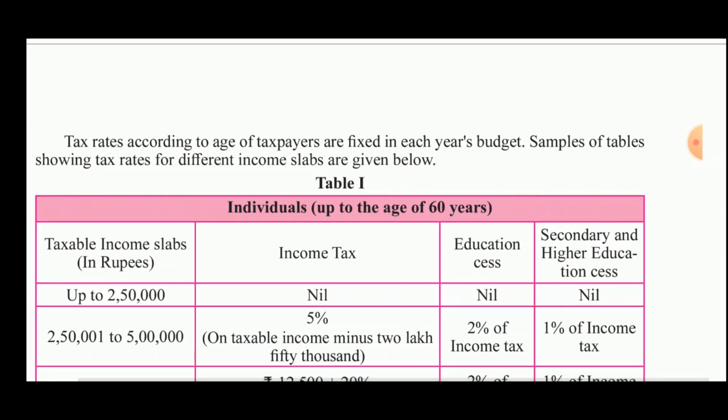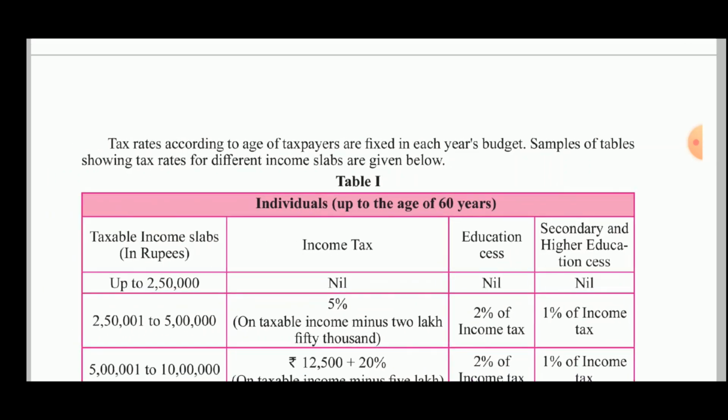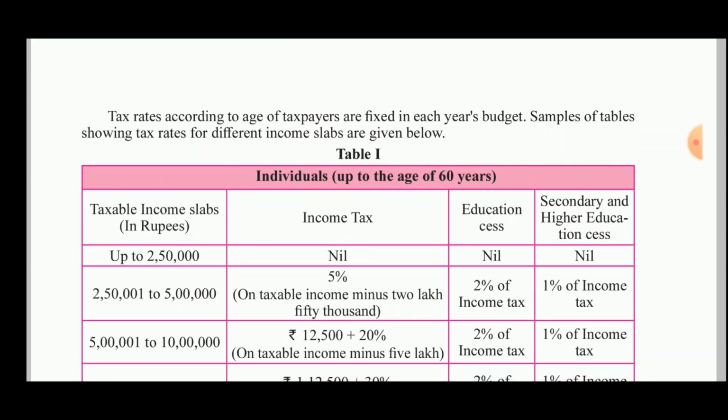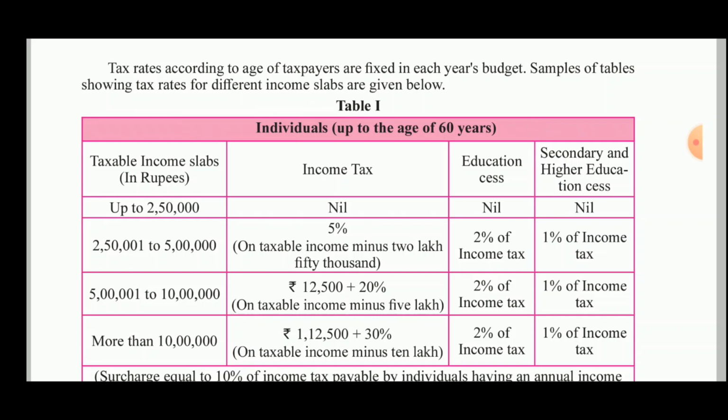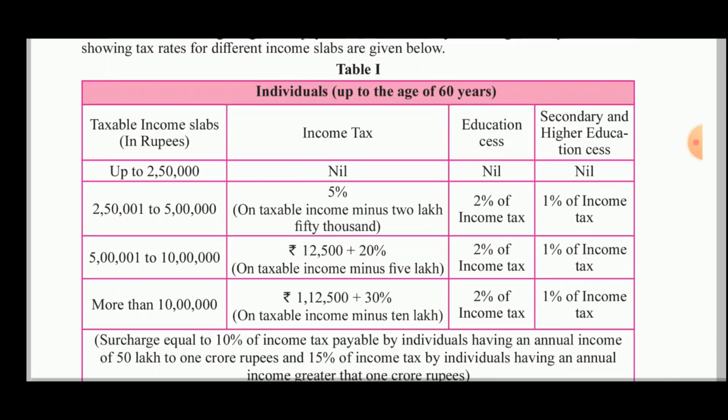Now, rates according to the age of taxpayers are fixed in each year's budget. The sample table showing tax rates for different income slabs is given below. Up to 2,50,000, income tax is nil. Education cess is also nil. Secondary and higher education cess is also nil. From 2,50,001 to 5 lakh, it is 5% on taxable income minus 2,50,000. Education cess is 2%, and secondary and higher education cess is 1%.